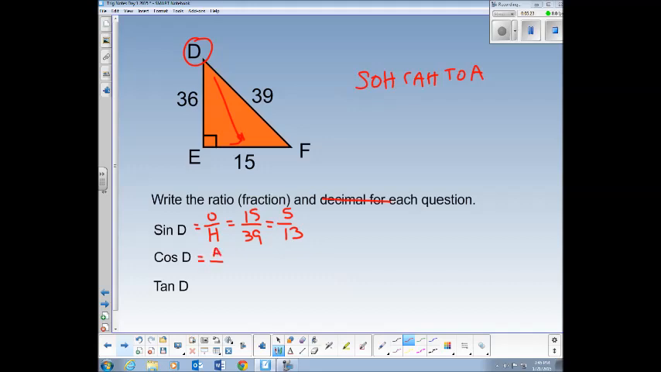Cosine is adjacent over hypotenuse. Adjacent for angle d is 36. Hypotenuse is 39. And I get 12 over 13 when I reduce it.